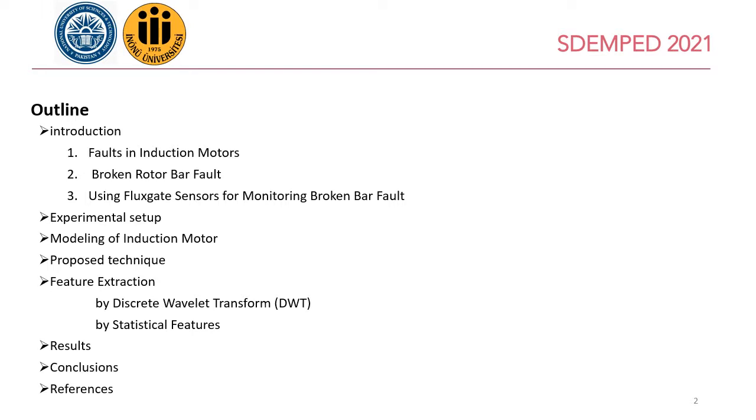In this slide, the outline of the presentation is shown. First of all, an introduction of the faults in induction machines, specifically broken bar faults, is presented. Then the leakage flux monitoring using the flux gate sensor is presented. Then experimental setup, modeling of the induction machine, and the proposed technique flow chart. After that, feature extraction of current and the leakage flux. Finally, results and the conclusion are presented.